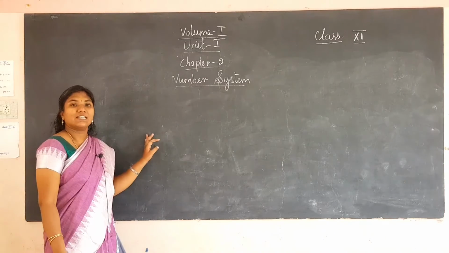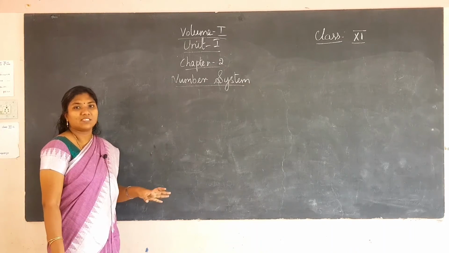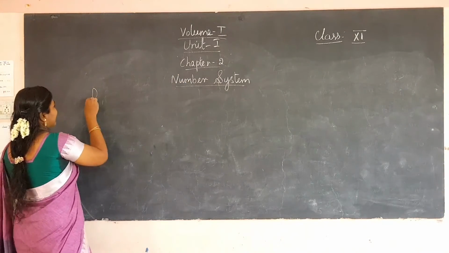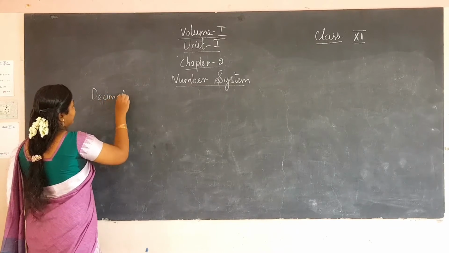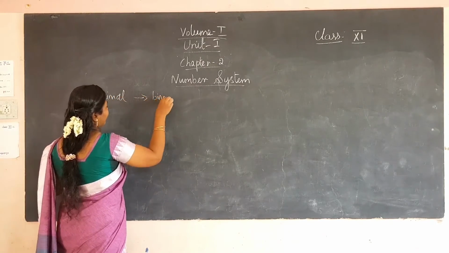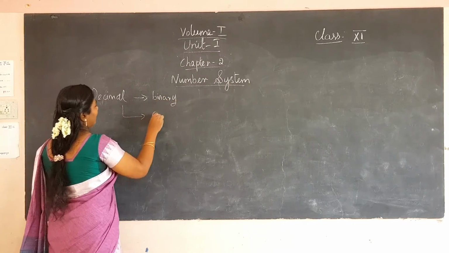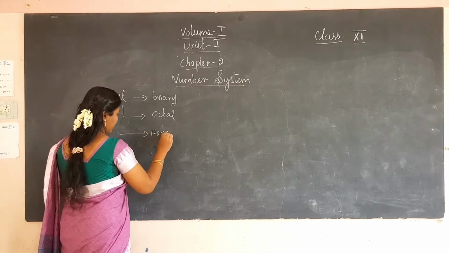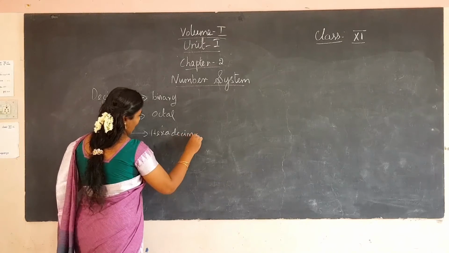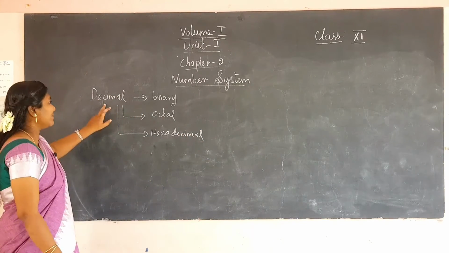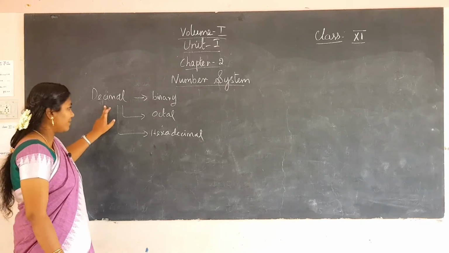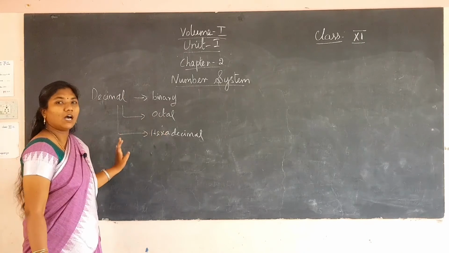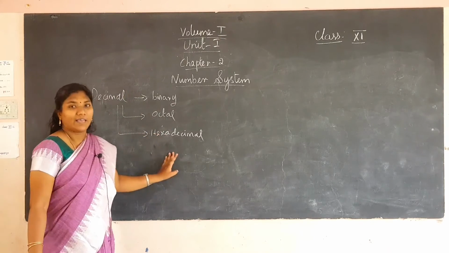So, now we are going to see the conversion of one type of number system to another type of number system. First, let us consider from decimal. So, decimal to binary, decimal to octal, and decimal to hexadecimal. Okay. So, the decimal is the common number system we are using. From this, how we can convert the number to binary, how we can convert the number to octal, and how we can convert the decimal number to hexadecimal.